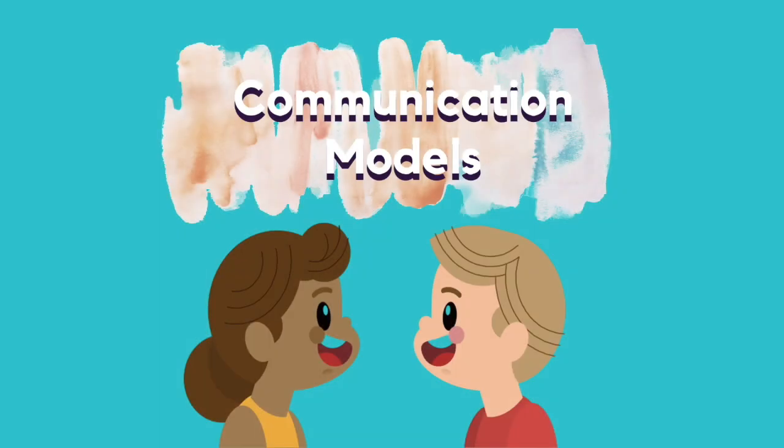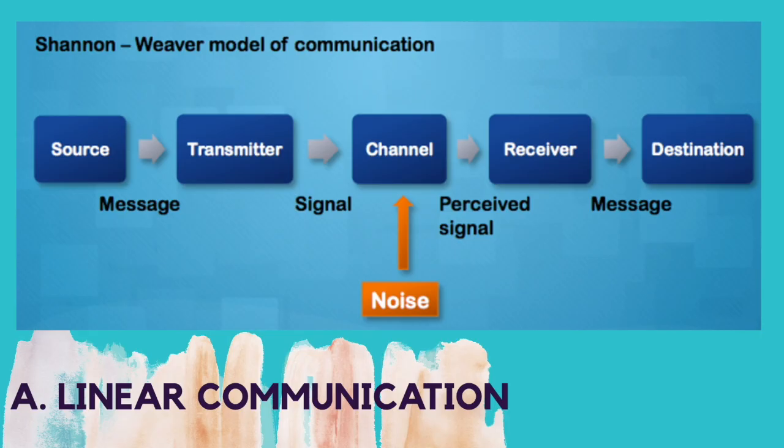Now, let's have a quick discussion on communication models. The first that we have is linear communication. The best example of this is the Shannon-Weaver model of communication. This model of communication is one way focusing on the transmission of a message to a receiver who never responds or has no way of responding to the information conveyed. Truly, this model of communication is one-sided, for it does not require any feedback at all.